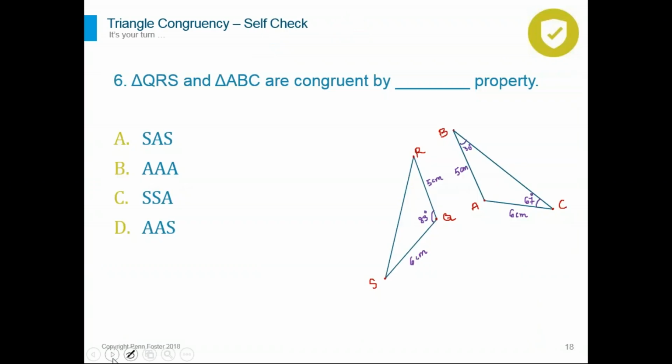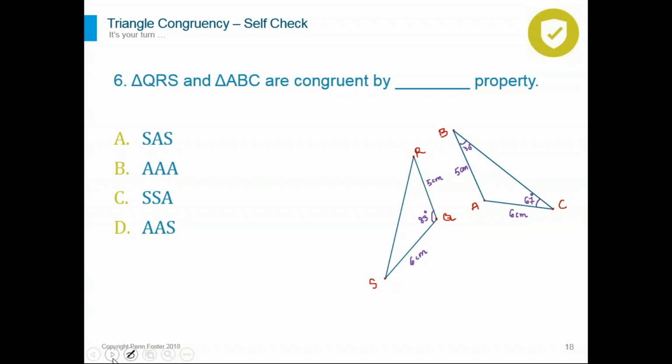Okay, a question on congruency for triangles. The two triangles QRS and ABC are congruent. So it's given as a fact in the question that these two triangles are congruent. So now we need to decide by which property we can confirm that these two triangles are congruent. Side, angle, angle, side, side, angle, or angle, angle, side. Which one makes us say, yes, they are congruent?